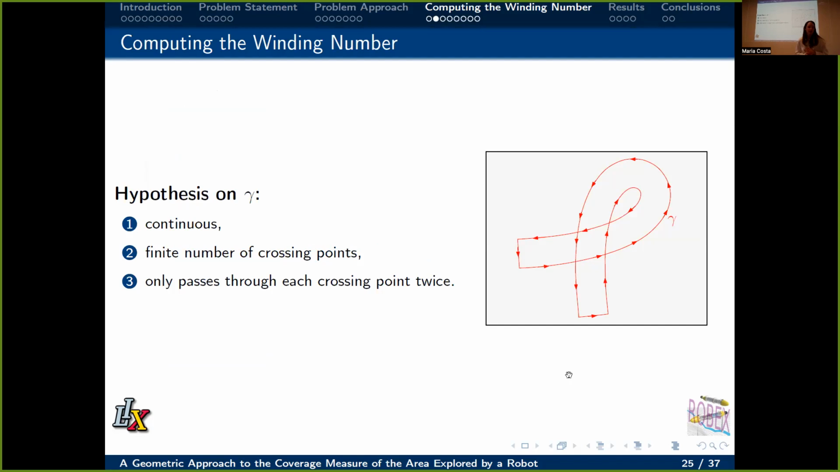Okay, so of course there are some hypotheses that we have on the sonar's contour, on Gamma. I won't be discussing all of them, but the three most important, so we can understand the end of the presentation, are that, like I mentioned, Gamma is continuous. Gamma has a finite number of crossing points, of self-intersections, and it only passes through each crossing point twice.